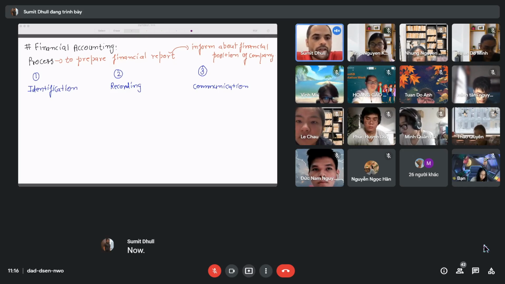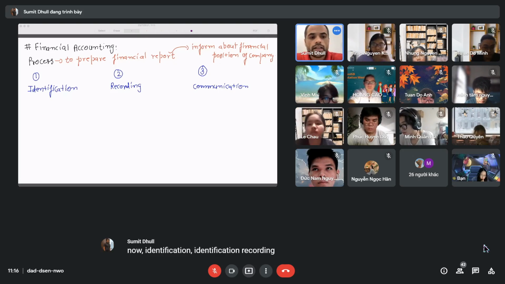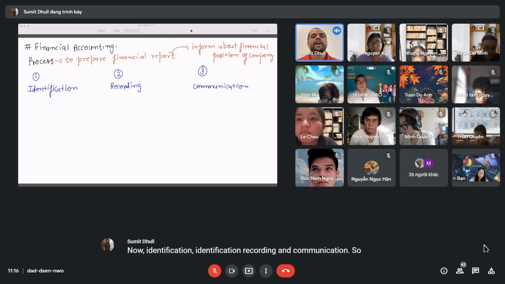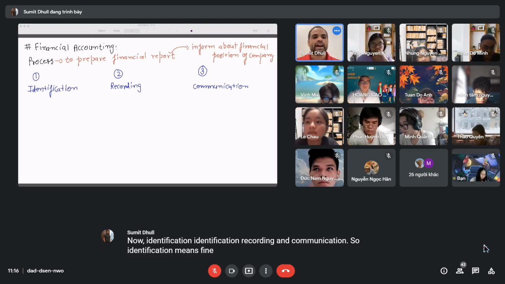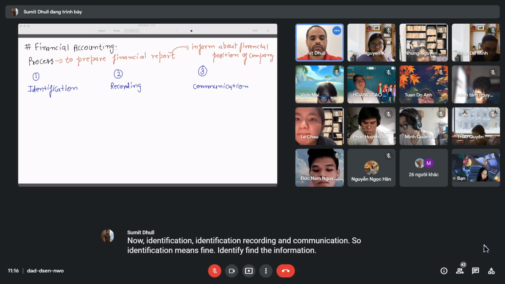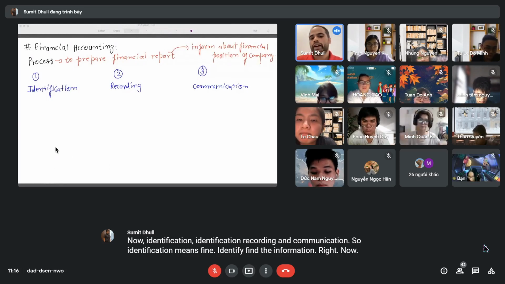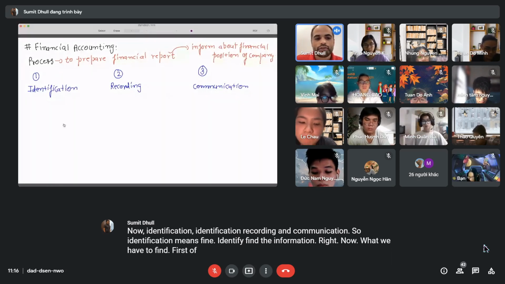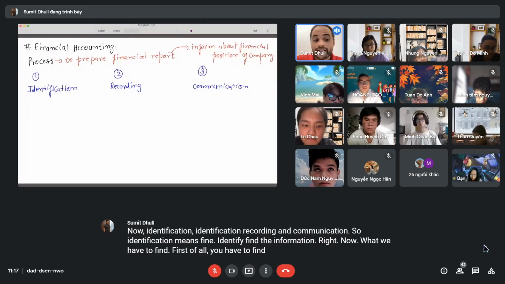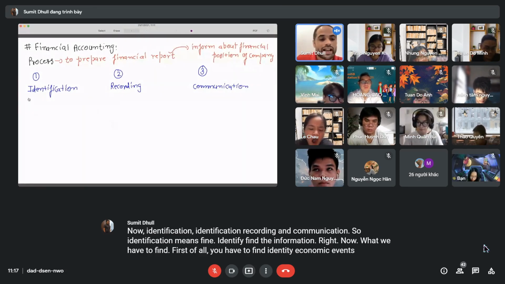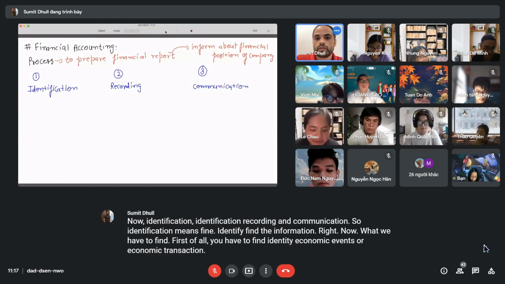Now, identification, recording, and communication. So identification means find the information, right? Now, what do we have to find? First of all, you have to find economic events or economic transactions.